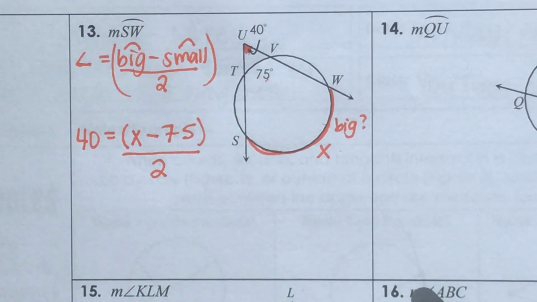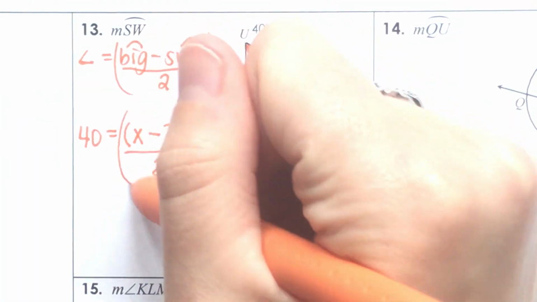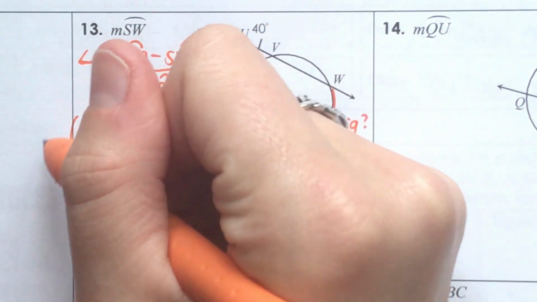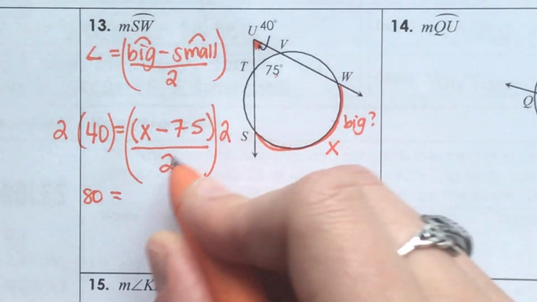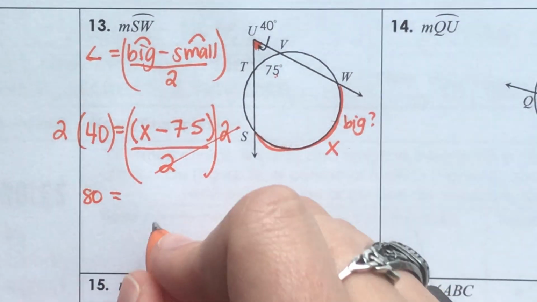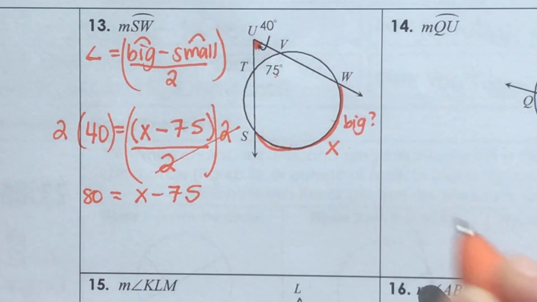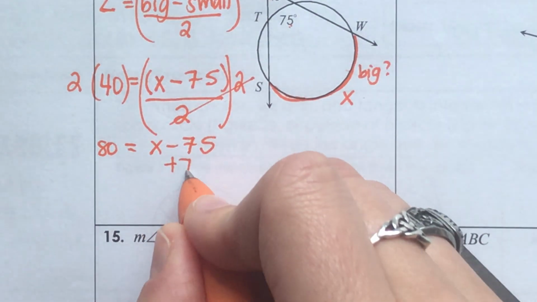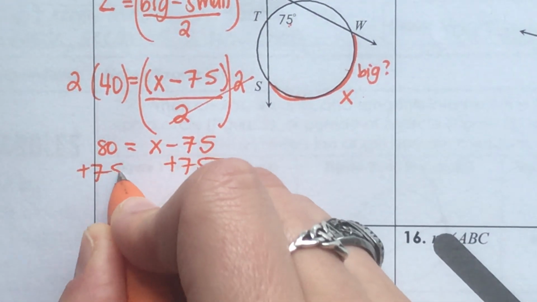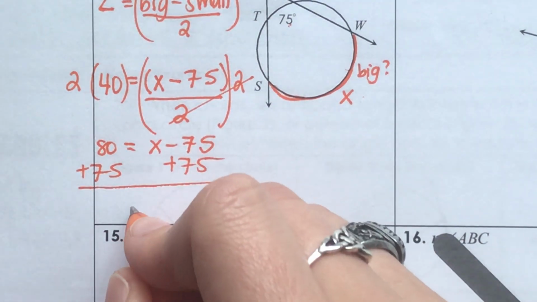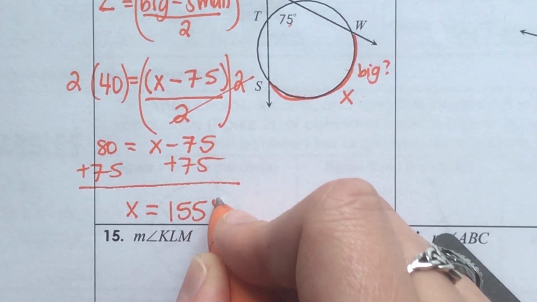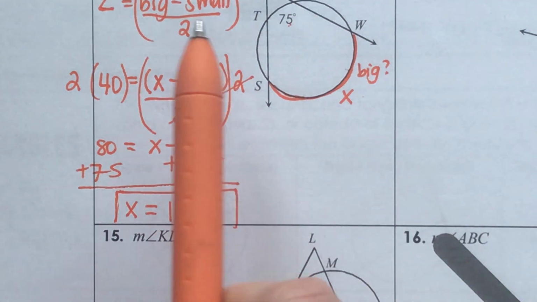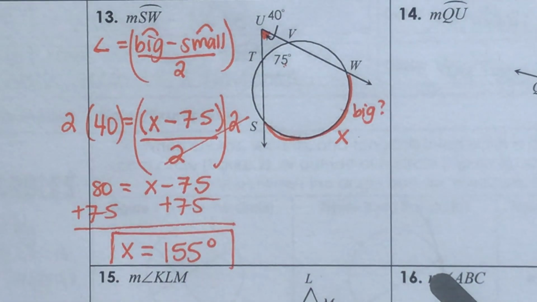And now I'm just going to solve for X. So to get rid of the divided by 2, I multiply both sides by 2. 2 times 40 gives me 80. On the right, my 2's will cancel. I get X minus 75. And then my last step is just to add 75. I get that the arc, or X, whatever you want to call it, is 155 degrees. Okay, so if you know this equation, you can always plug into it.